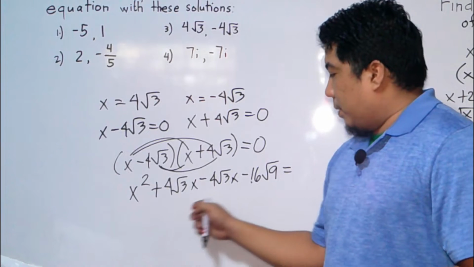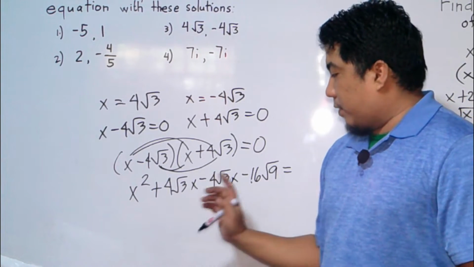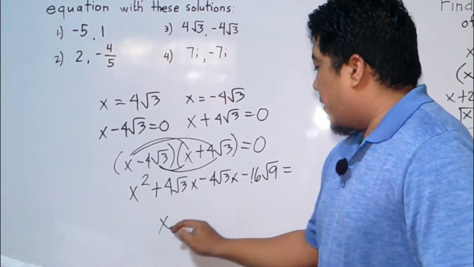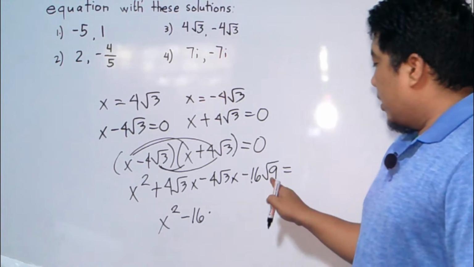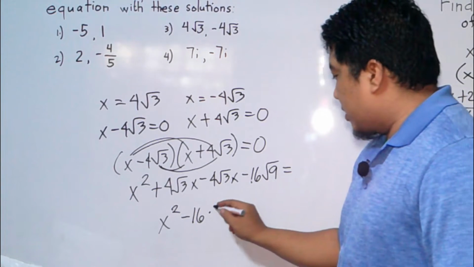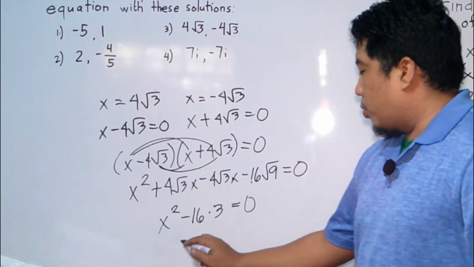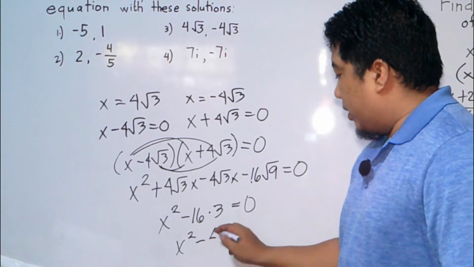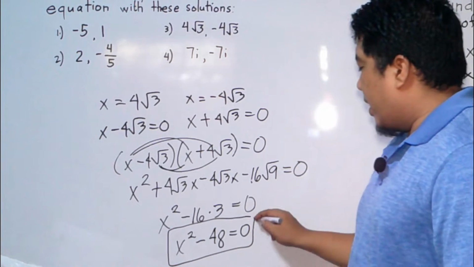Now, as you can see in the middle, these are both opposite. This is 4 square root of 3. This is negative 4 square root of 3. They can be cancelled out, giving us x squared minus 16 times, what is the square root of 9? That is 3. So, that is equal to 0. So, we have x squared minus 48 is equal to 0. And that is your final answer.